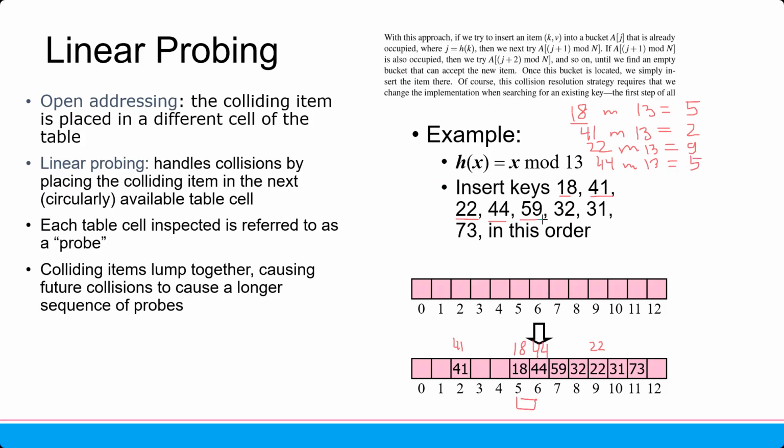Now let's do more. 59. 59 mod 13. What is the result? 7. Next we put 59 in index 7. There is no value in index 7, so we put 59. Now we have 32. 32 mod 13. What is the result?